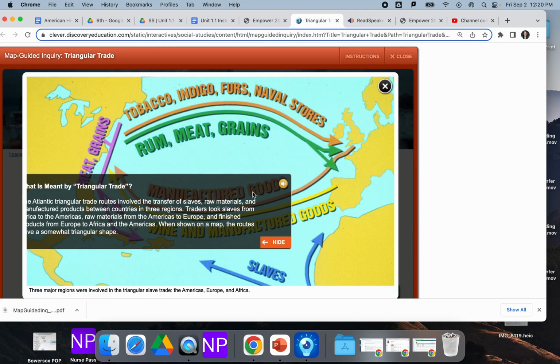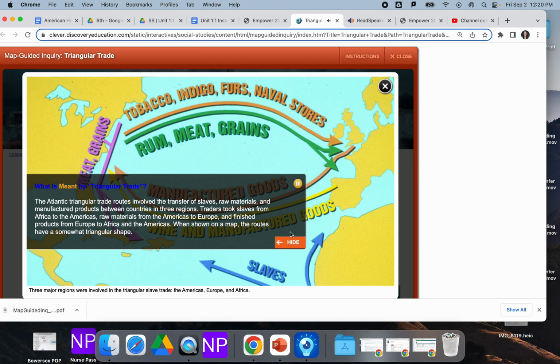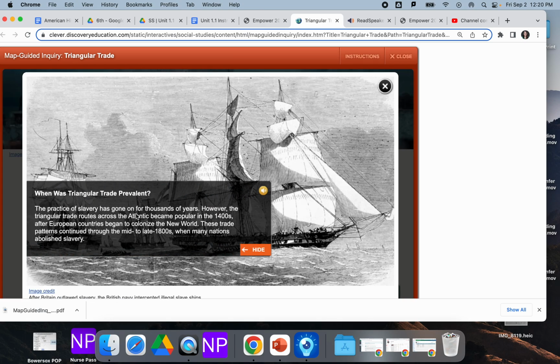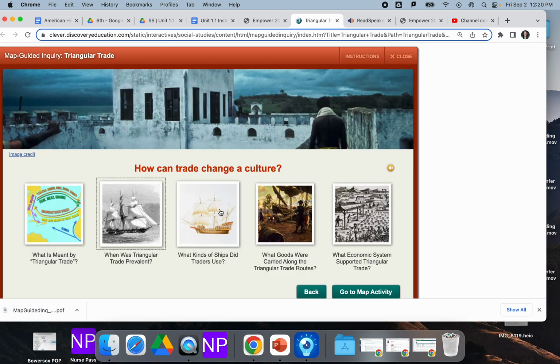Just note also, you can have it read to you if you're struggling to understand the text or if you're struggling to focus. Then you're going to read, when was triangular trade prevalent? You could also listen, again, looking to see if this answers any of the questions on your sheet.